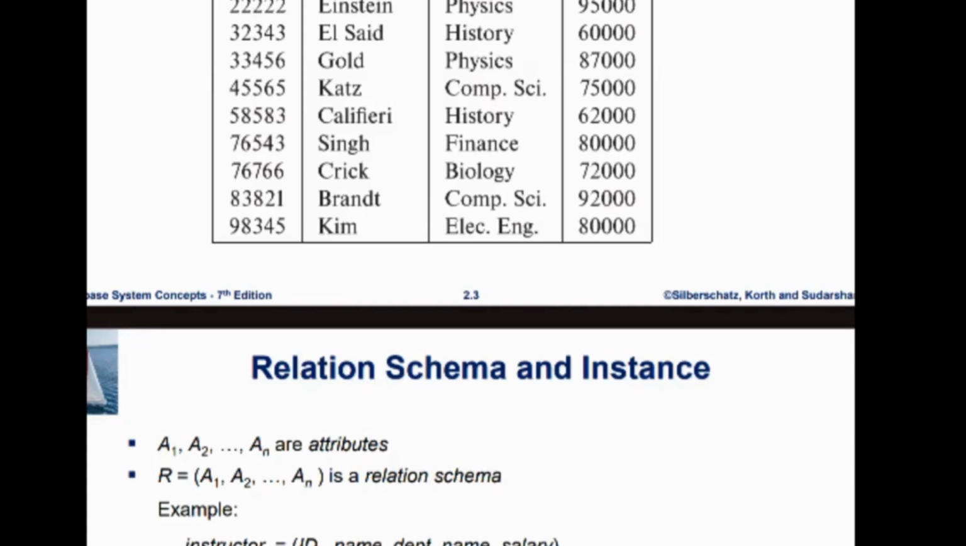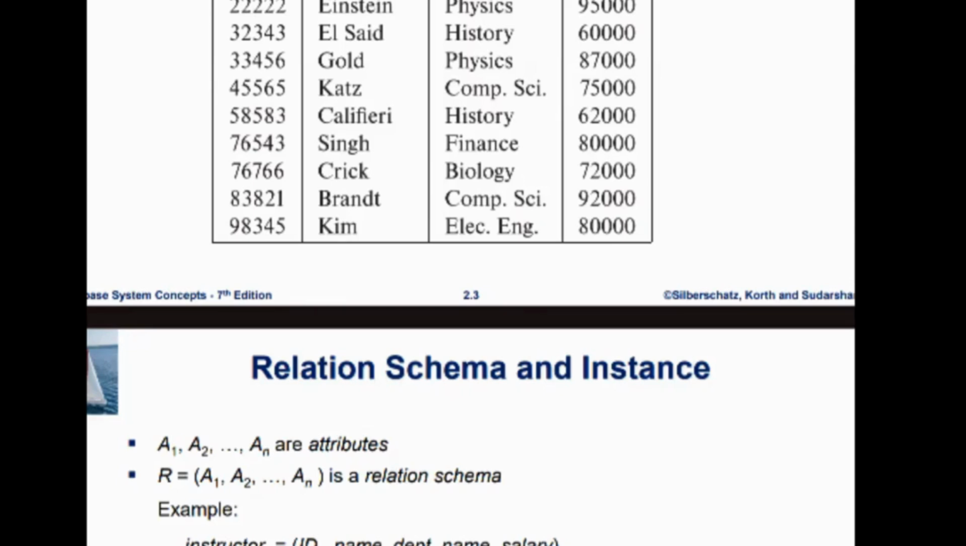A1, A2 and so on up to An are attributes. So you can work with not only a limited number of columns, you can work with n number of columns, that is up to An. Here R is a relation, which is called a table. A1, A2 and so on to An is the relation schema. So here the attributes we need to mention are ID, name, department name, salary.